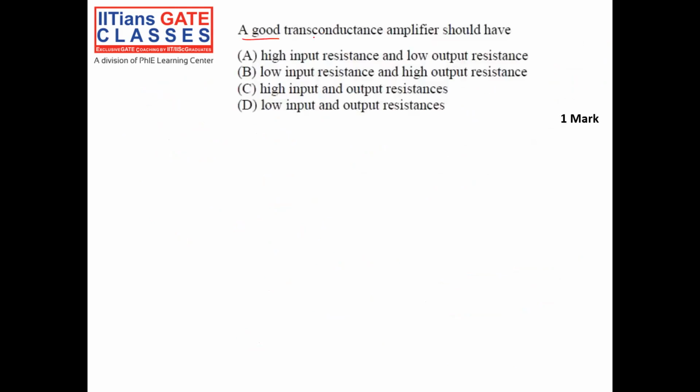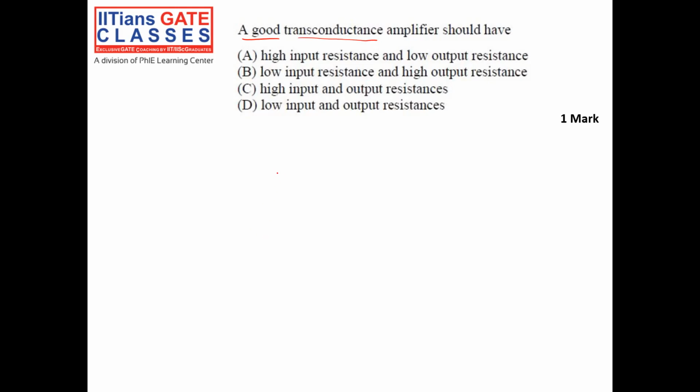A good transconductance amplifier should have... First, to understand what transconductance is: transconductance means output is current and input is voltage. It is an amplifier which takes input from a voltage source and converts it to a current proportional to my input voltage. The output current is proportional to my input voltage. That is a transconductance amplifier.